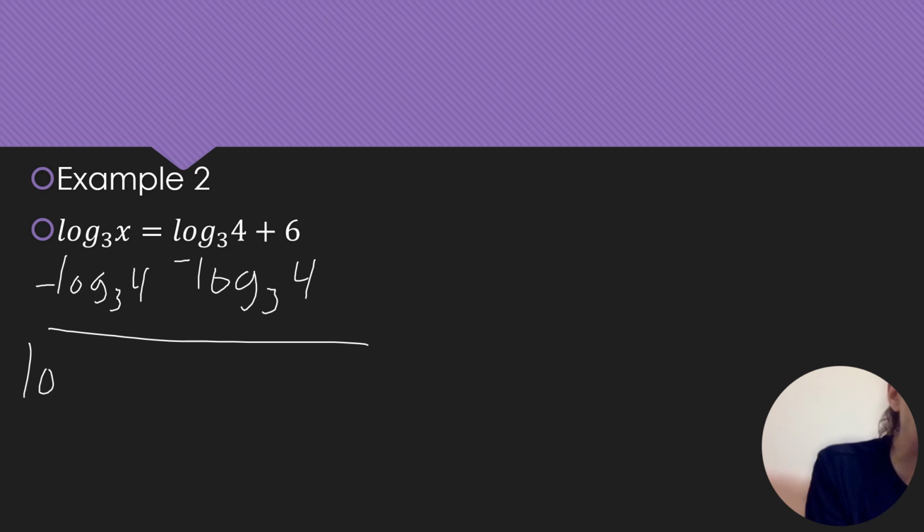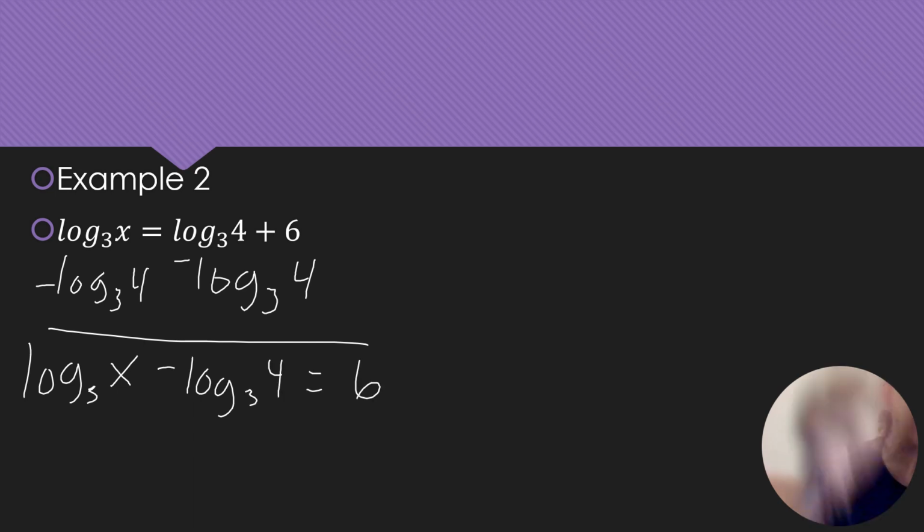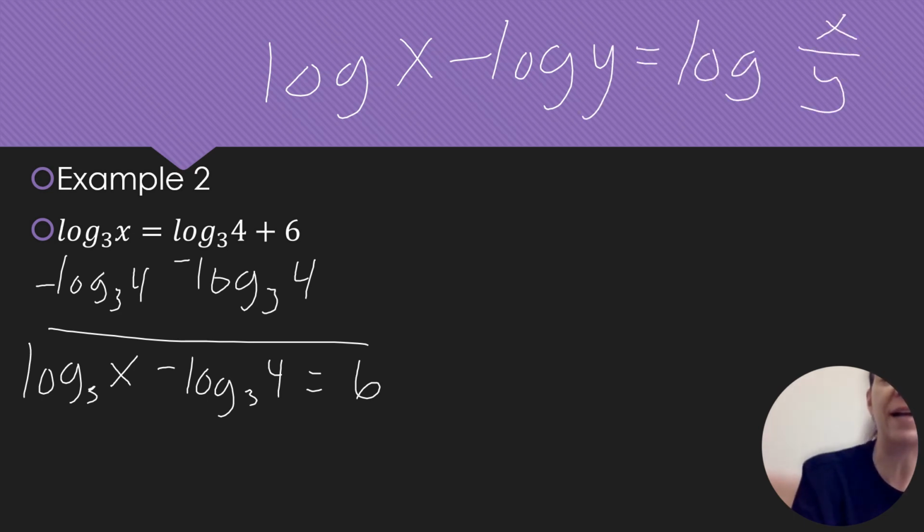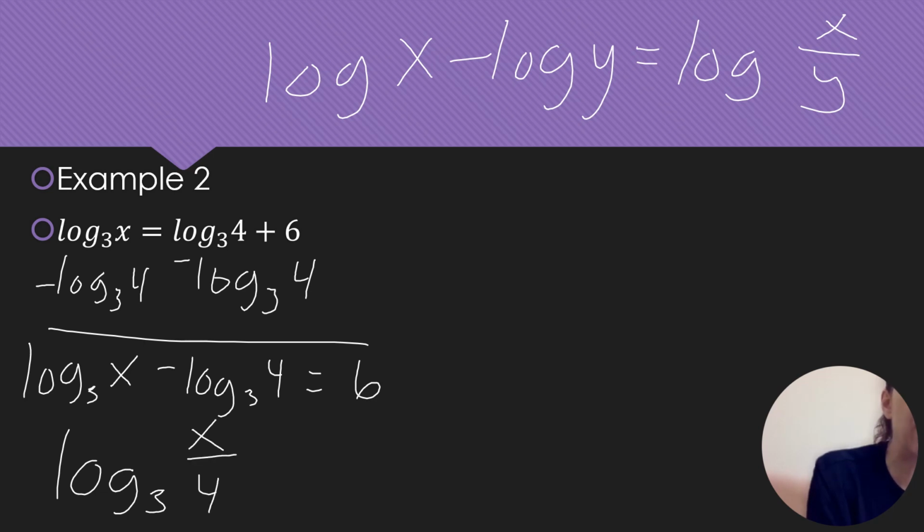So that gives me log base 3 of x minus log base 3 of 4, and that is equal to 6. And now you might see something that you can do. Like, oh, I've got logs that are being subtracted. And you might recall that if you have log x minus log y, so you have two logs that are being subtracted, you actually can divide the arguments. So this could be written as log base 3 of x divided by 4 is equal to 6.